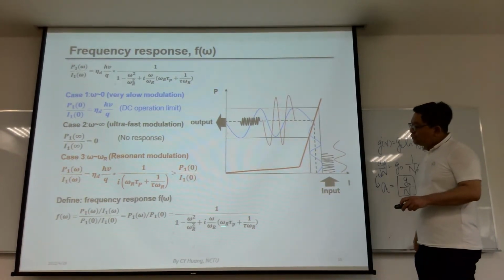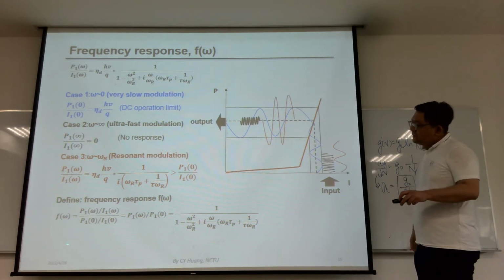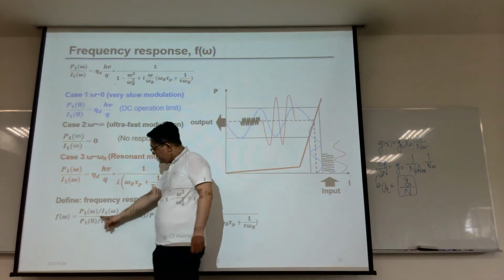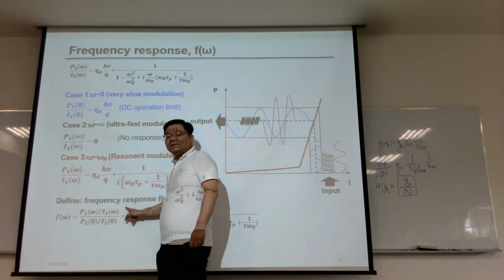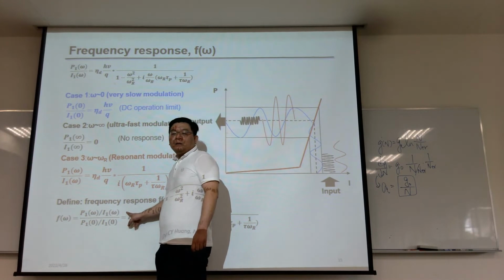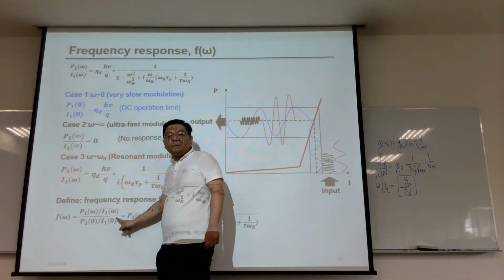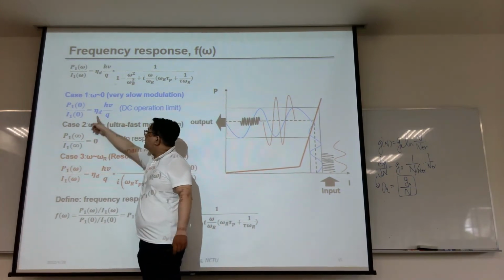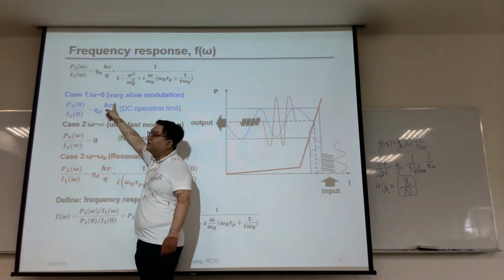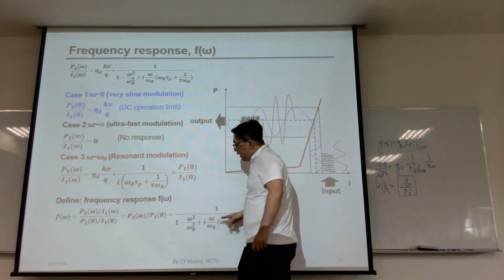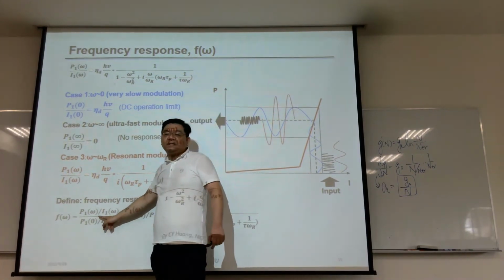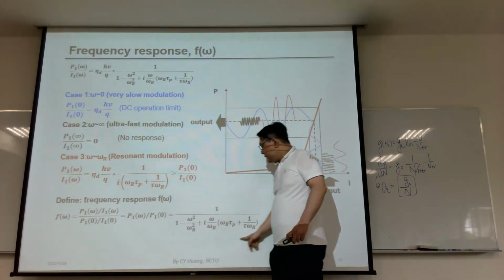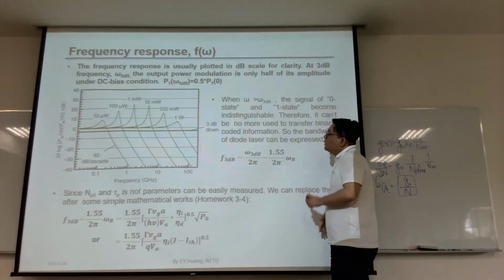So if we really try to characterize the frequency response, we can define P over I at a specific omega, normalized to the response under the DC limit. So we can normalize the first term, the zeta D over h mu over q. This becomes a unitless value, which is equal to the second term here. What should this look like?